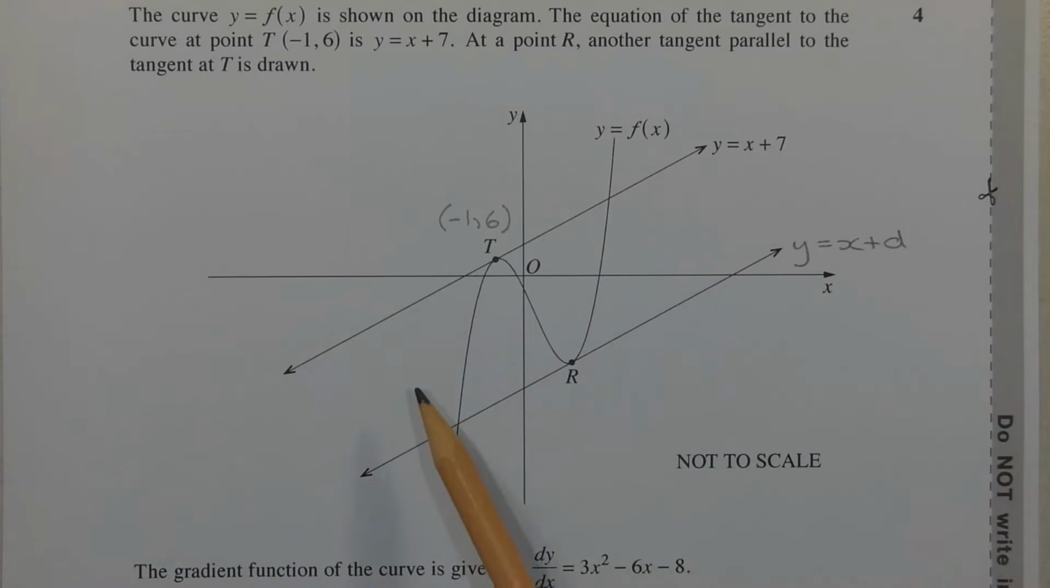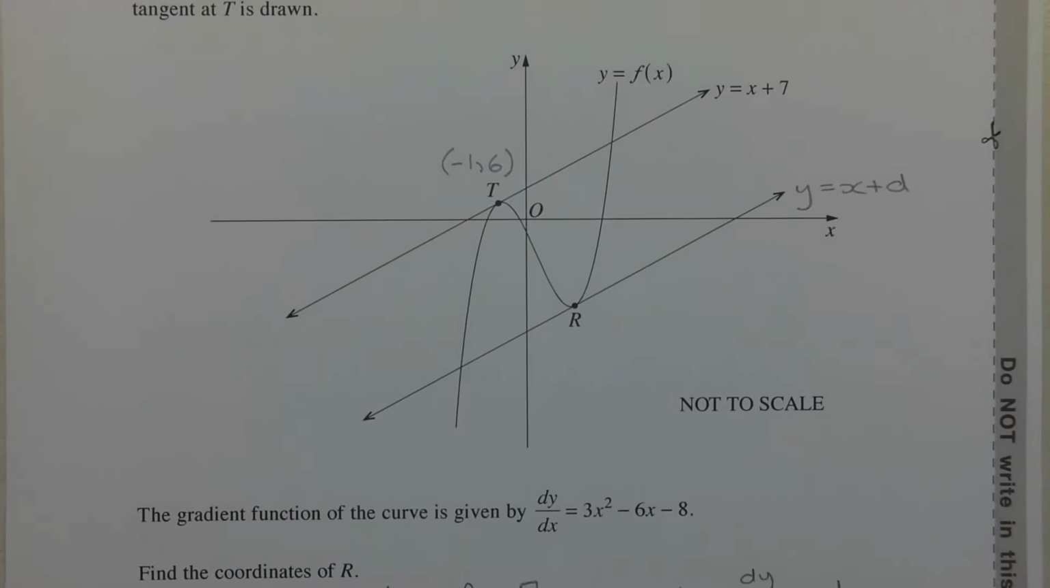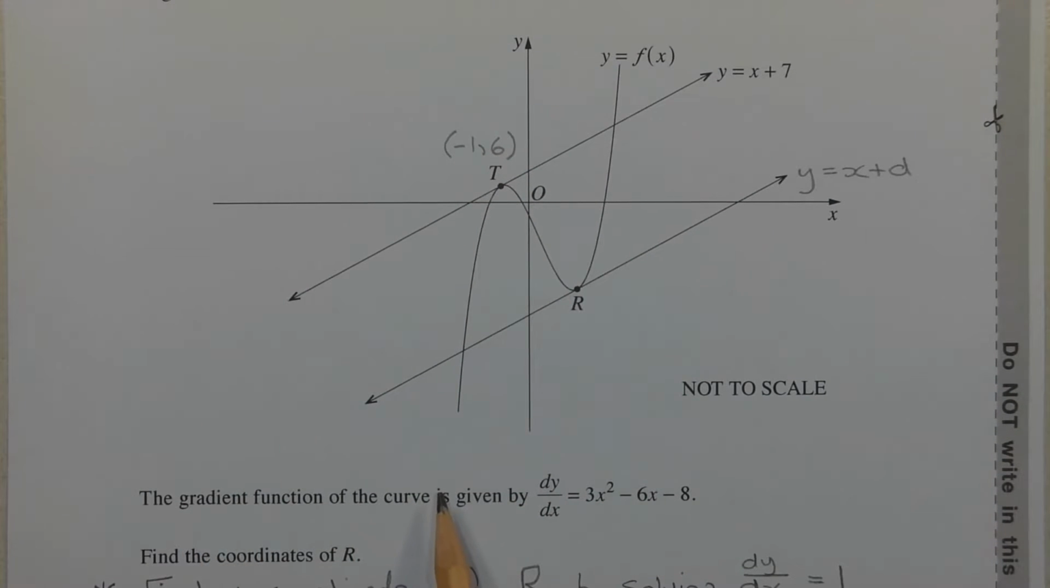Let's analyze this diagram. We have the graph of what appears to be a cubic function and two tangents drawn parallel to each other. That means they both have the same gradient. Now, the gradient of this tangent to point T is 1. And because these two tangents are parallel, the gradient of this tangent here is also 1. We're given the gradient function of the curve, so it's already been differentiated for us. It's 3x squared minus 6x minus 8, and we know that the gradient of either tangent is 1.